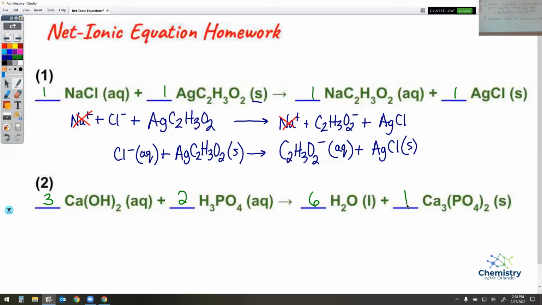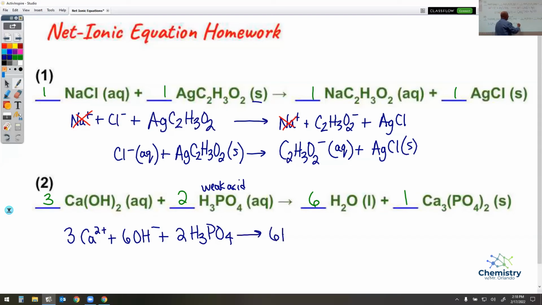Now let's take a look at our complete ionic equation. On the left side, we have 3 calcium ions plus 2 times 3, or 6 hydroxide ions, plus, now, in this case, we have an acid. It's phosphoric acid, which is a weak acid. So remember the rule, even if we have something that's aqueous, if that aqueous compound is a weak acid, we're going to keep that together. So it is not going to separate into H plus and PO4 3 minus ions. It's going to remain together as H3PO4.